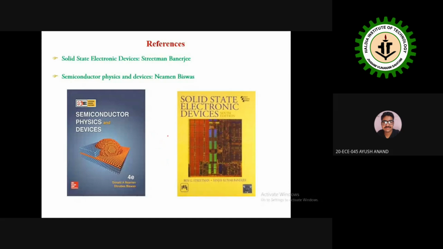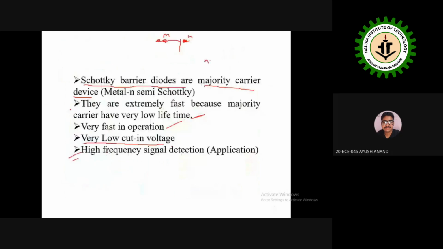Sir, Schottky barrier. Is a Schottky barrier, sir. Sorry, sir.